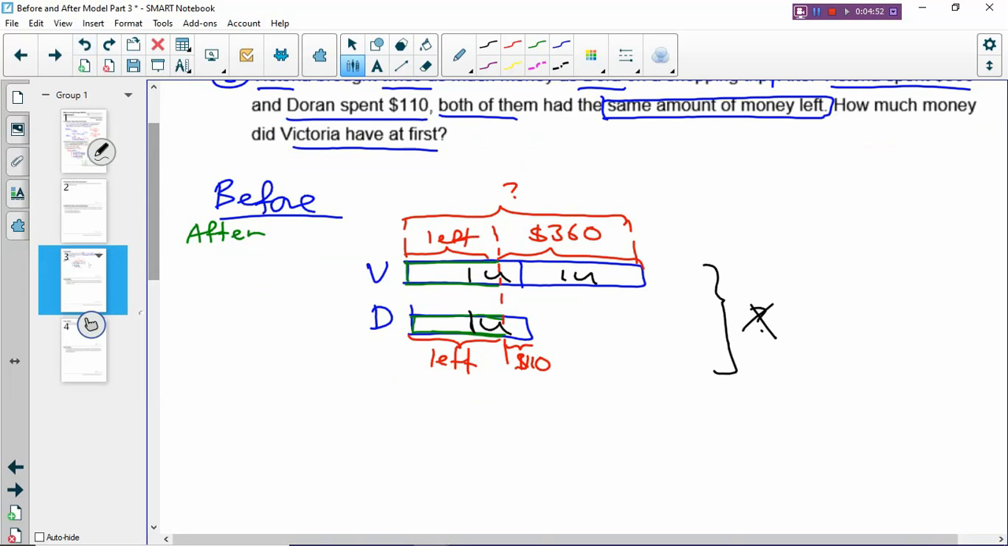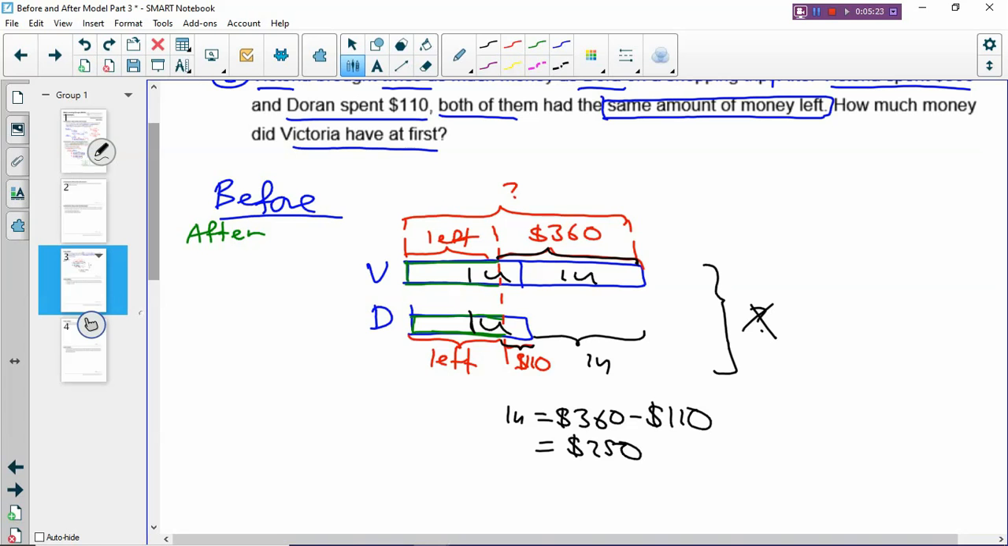So if you look carefully, you can see that there is a difference of 1 unit, right? 2 units minus 1 unit. So Victoria has 1 unit more than Dora. And how much is that 1 unit? You compare the whole numbers. If you look at $360 and you minus $110, that will give you the difference. So if you cannot plus in the model, then you minus. So you will get $250, which is 1 unit.